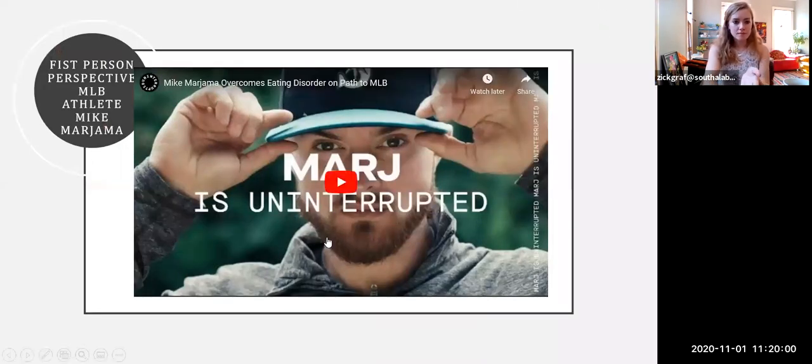So this is the perspective of a man with an eating disorder, talking about the development of his eating disorder and how the onset of eating disorders for men can look different.